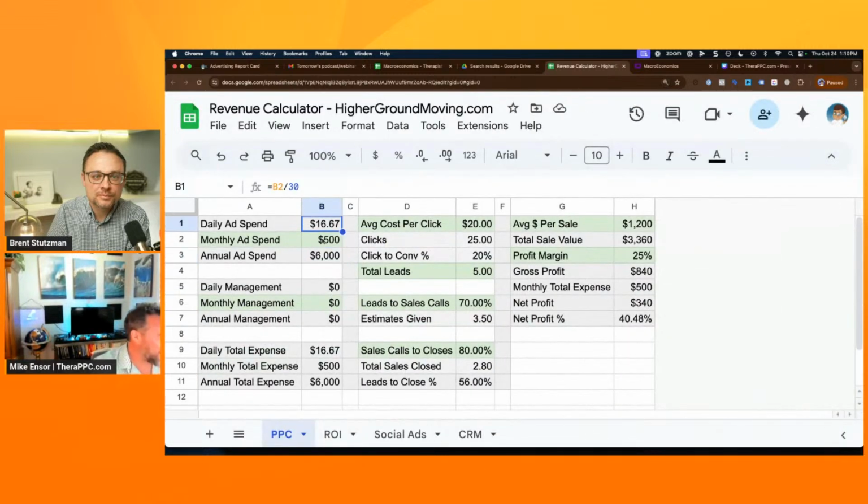I would show you how much your daily spend would be. So as you go day by day, that's how much is spending. And then that would be your annual amount of spend on Google Ads.